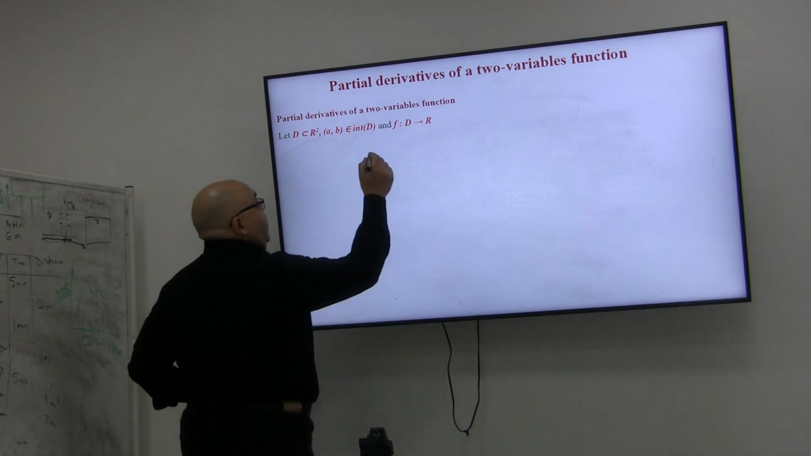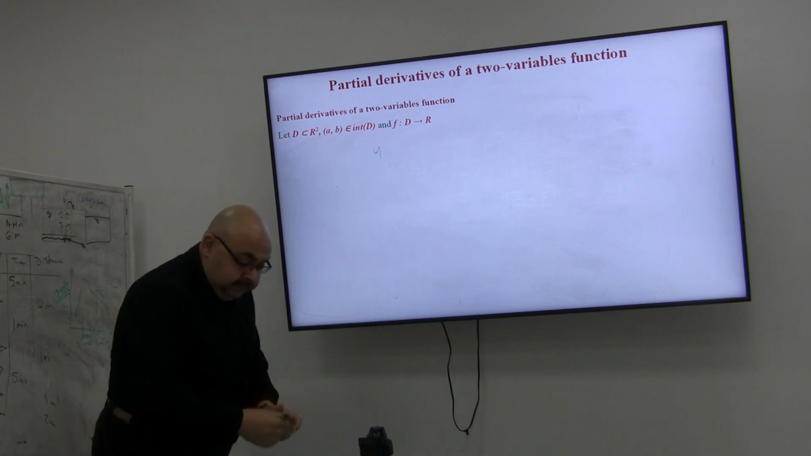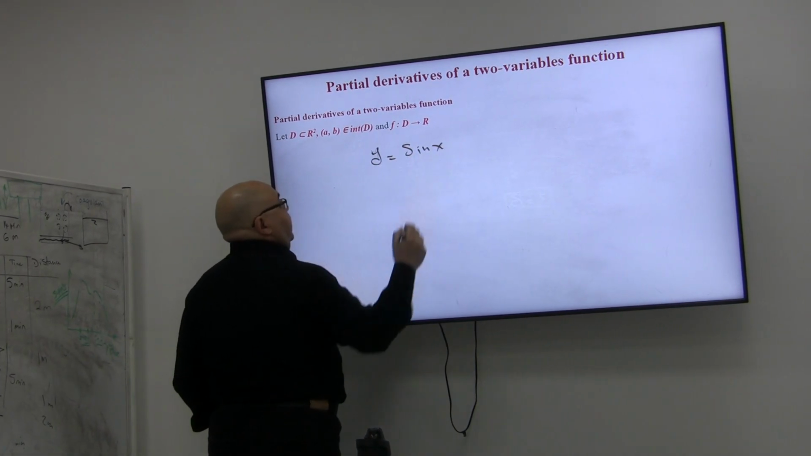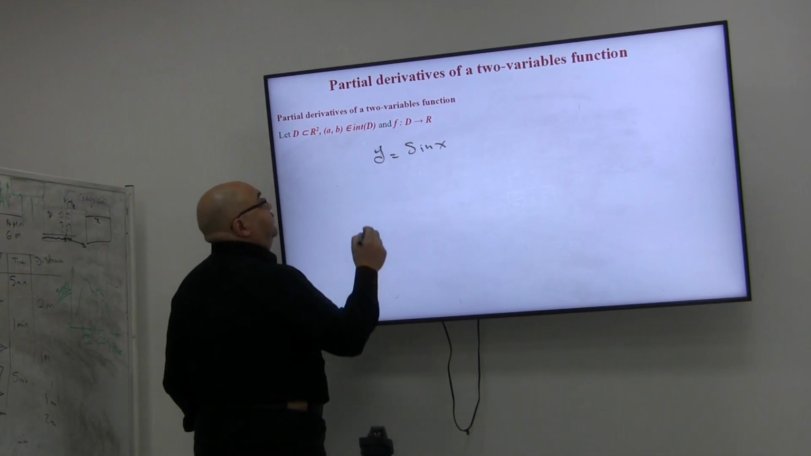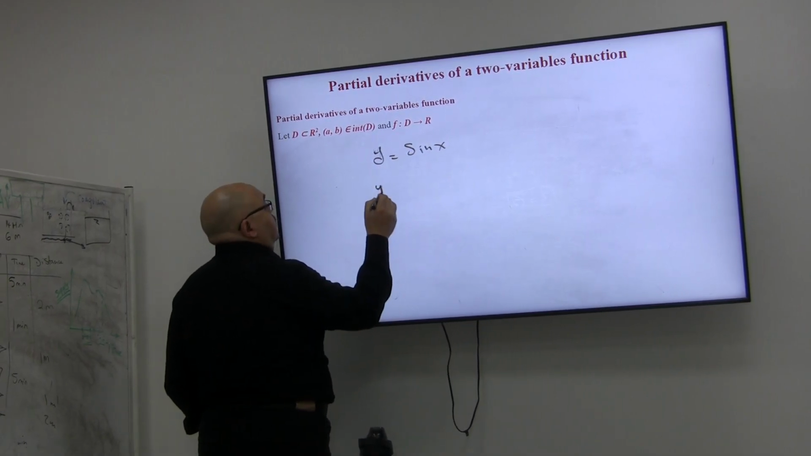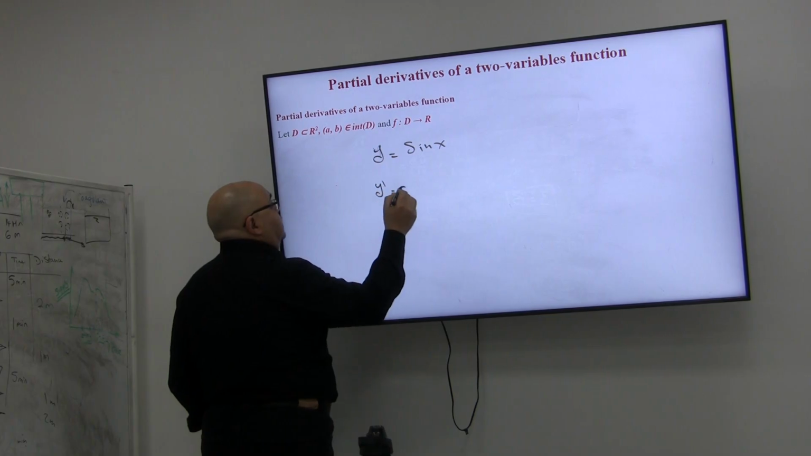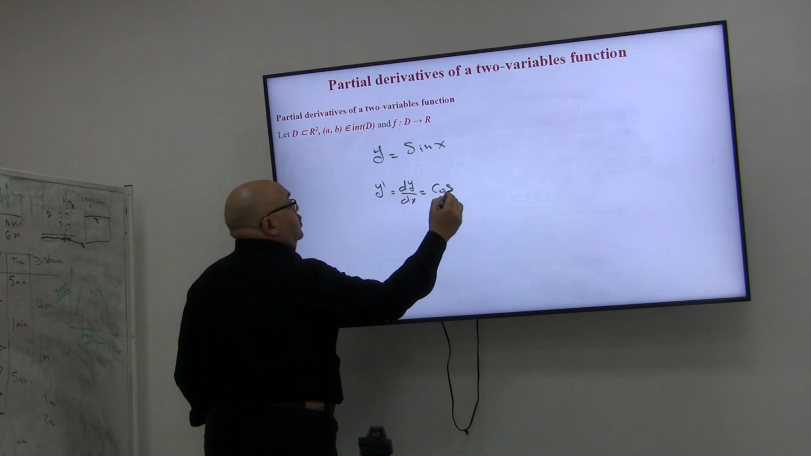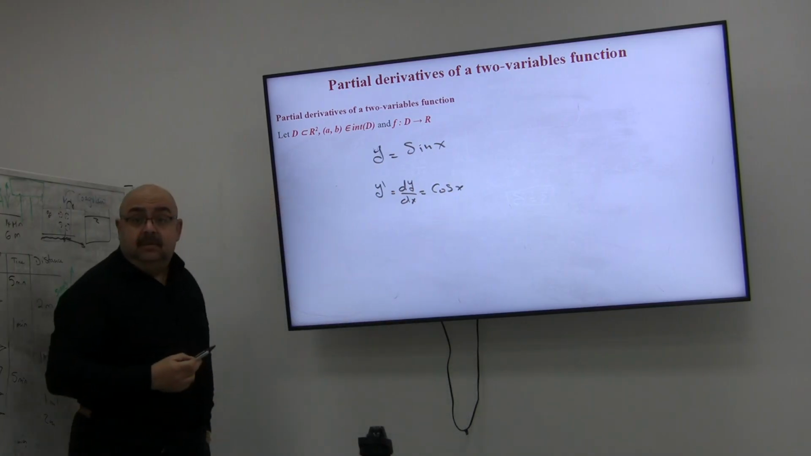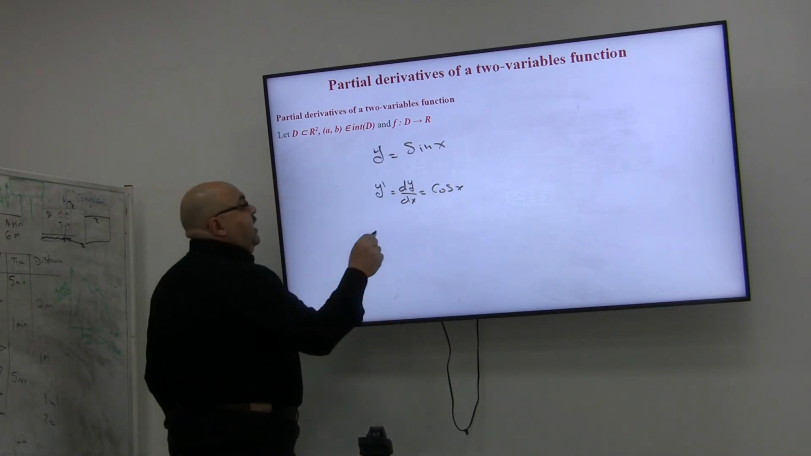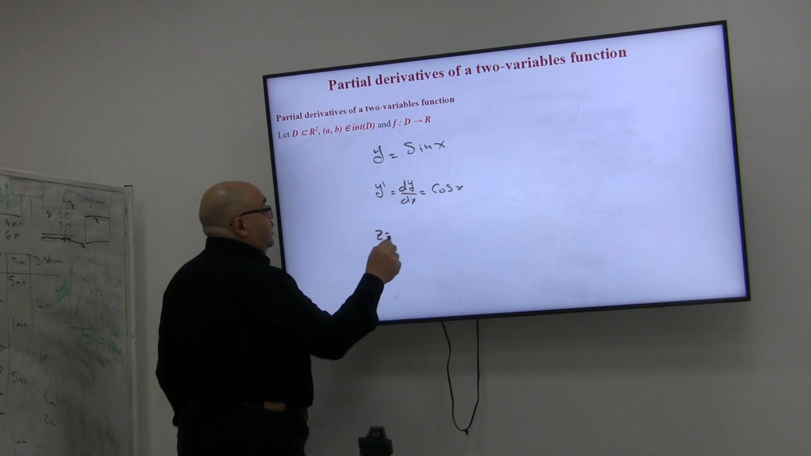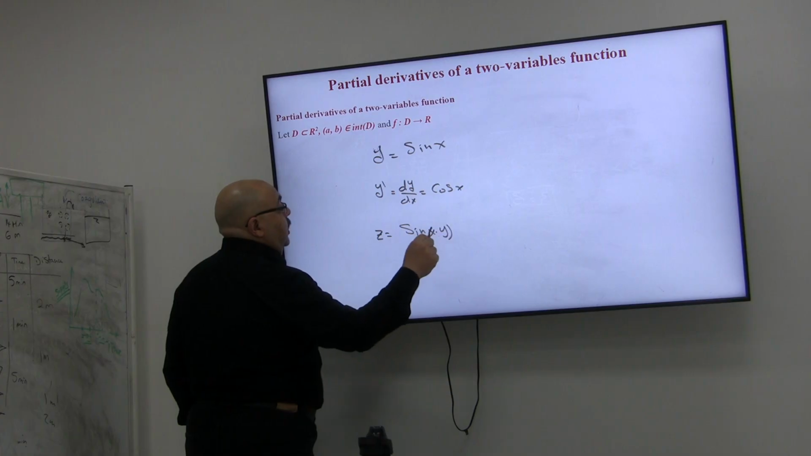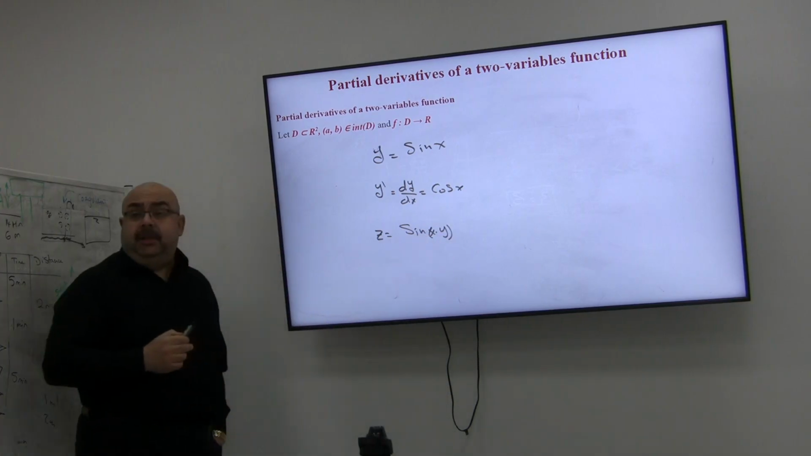Guys, if I have y equal to sine of x, can you get me the first derivative? Cosine x. Y dash is going to equal dy by dx, and it's equal to cosine of x. Okay, if I have z equal to sine of x times y, I want to differentiate.